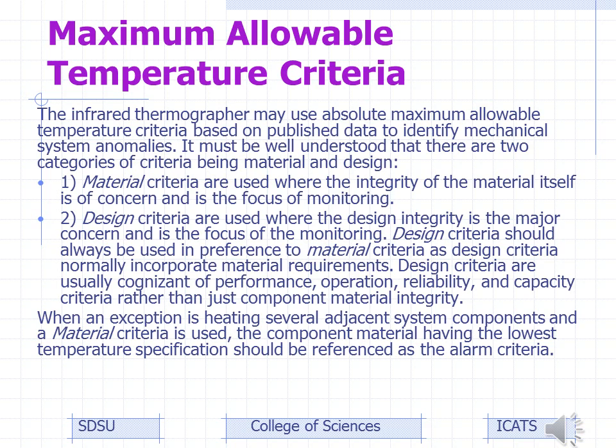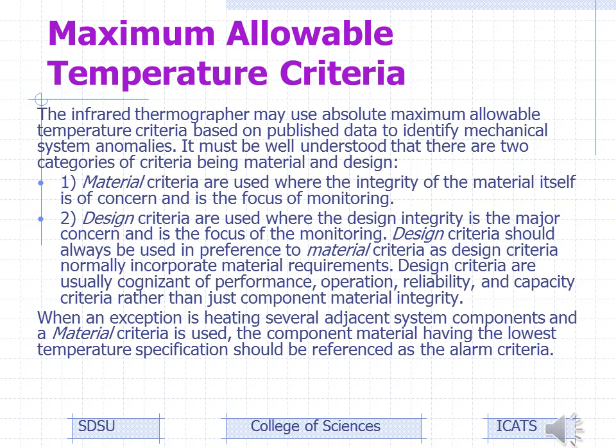So the design we saw a second ago, this very detailed motor, the main issue is going to be the temperature of the bearing lubricant. That's going to be the most important. So it is a material criteria, but it's the design of the motor that makes that requirement so critical. So design criteria are usually cognizant of the performance, operation, and reliability and capacity criteria other than just the component material integrity. When an exception is heating of several adjacent system components and a material criteria is used, the component material having the lowest temperature specification should be the reference as the alarm criteria.